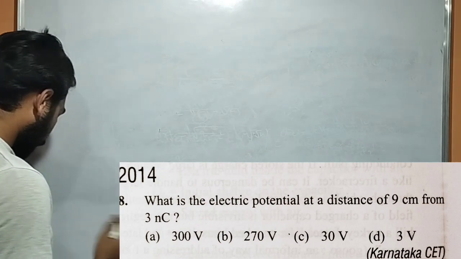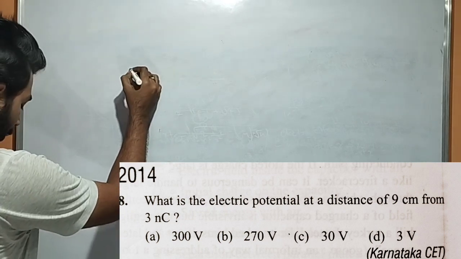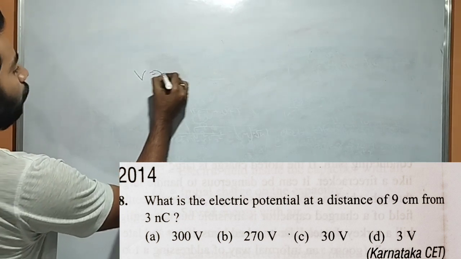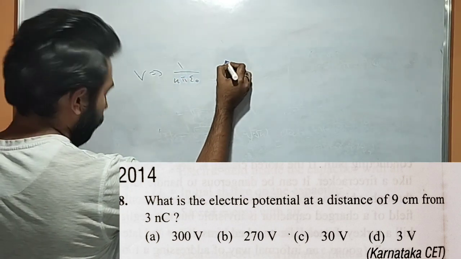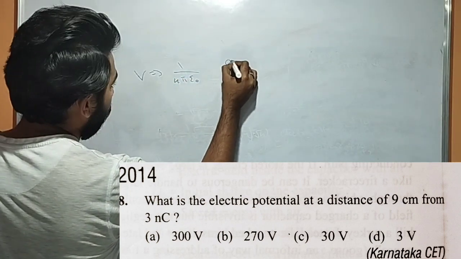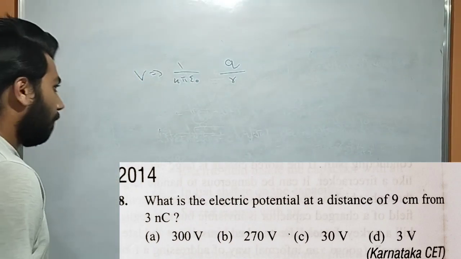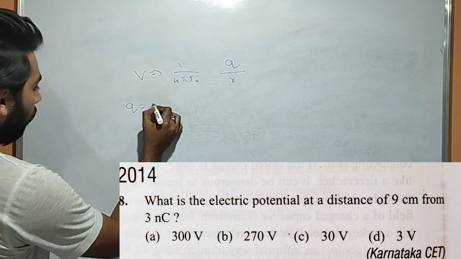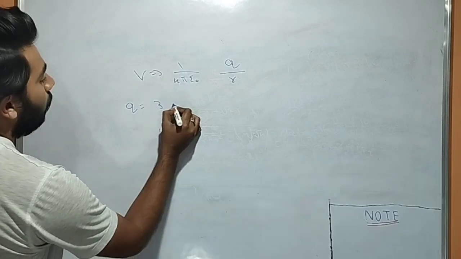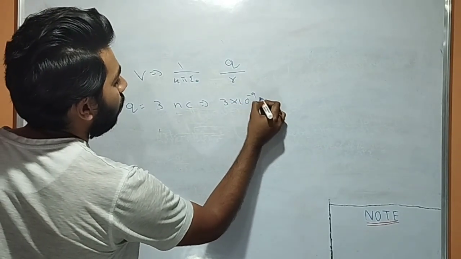Okay. What you need to calculate? Electric potential is equal to 1 by 4 pi epsilon naught, charge divided by R, the distance. Okay, very easy. Now, how much charge have they given? The charge is 3 nanocoulomb, or 3 into 10 to the power of minus 9 coulomb.